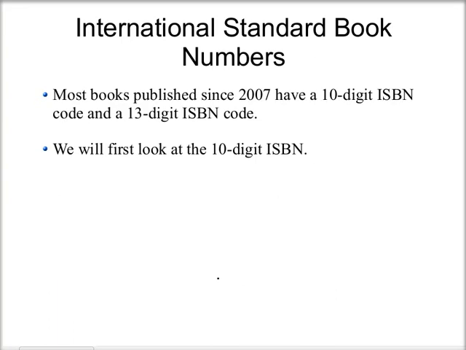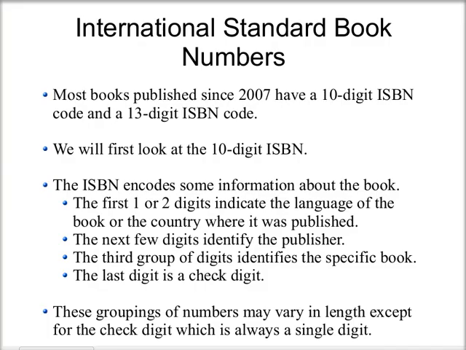Finally, we're going to take a look at International Standard Book Numbers. Most books published since 2007 have a 10-digit ISBN code and a 13-digit ISBN code. First, we'll take a look at the 10-digit ISBN. So the ISBN has some information about the book encoded in it.